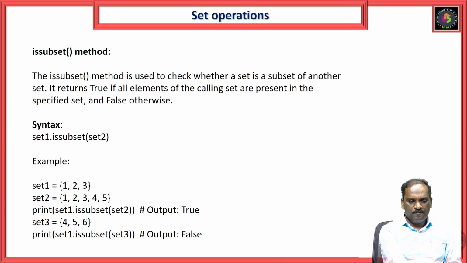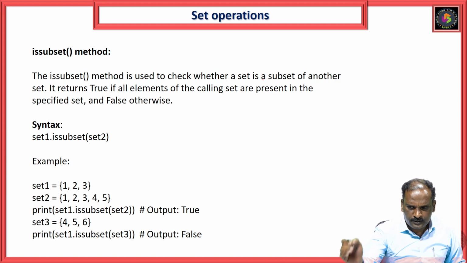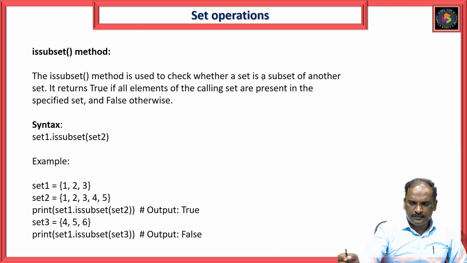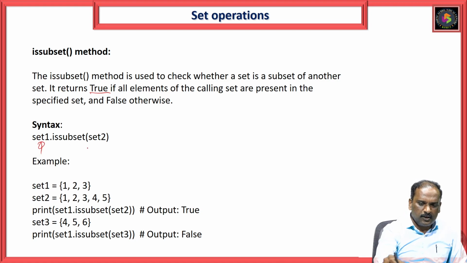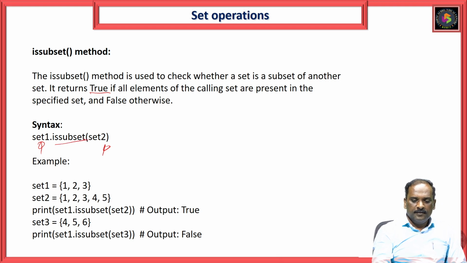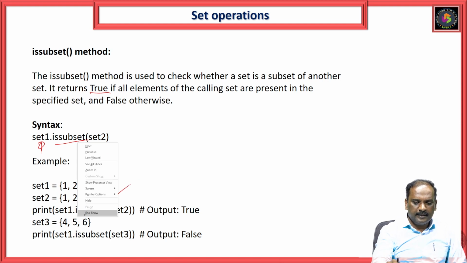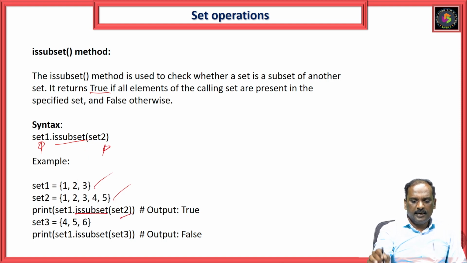Issubset. The issubset method is used to check whether a set is a subset of another set. It returns true if all the elements of the calling set are present in the specified set, otherwise false. Set 1 is the calling set, set 2 is the argument. We shall see it with an example. Set 1 contains 1, 2, 3. Set 2 contains 1, 2, 3, 4, 5. Now here I am applying issubset. Set 1 is the calling set and set 2 is the argument set.